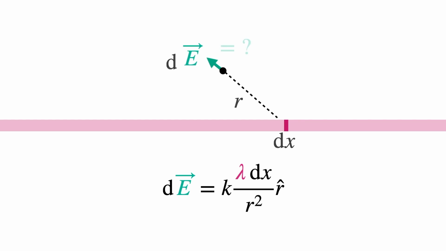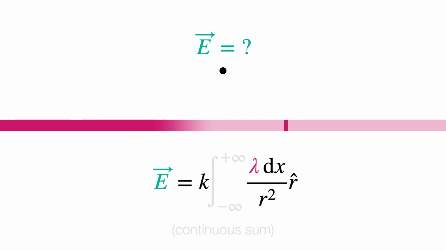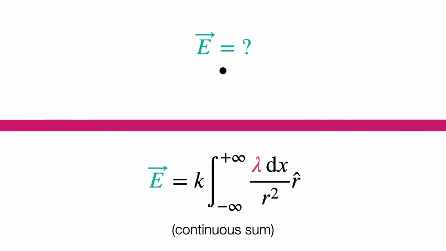Let's go ahead and plug this in. To get the total field produced at that point by the whole wire, we just integrate over the whole length of the wire, which I'm thinking of as lying along the x-axis. Alright, so we've translated our physics problem into a concrete math problem, and at this point we have a few options.